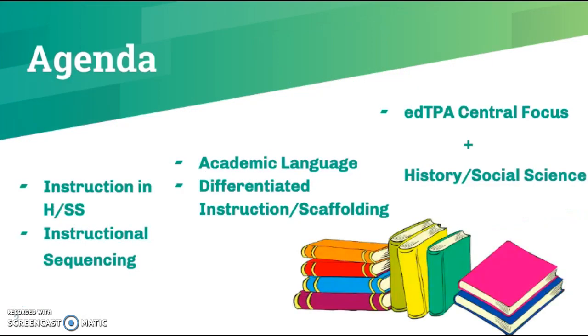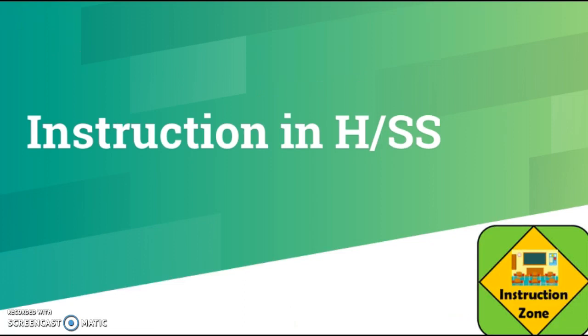So, to begin, my agenda for this presentation: I will begin by discussing effective instruction in history and social science. Then I will move on to discussing instructional sequencing and its importance. Then I will go on to academic language, differentiated instruction/scaffolding. And then finally, I will be concluding this presentation by talking a bit about the EdTPA central focus and history social science. So the first area I will be discussing is instruction in history social science.